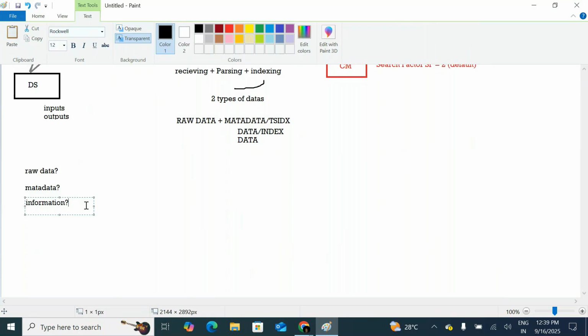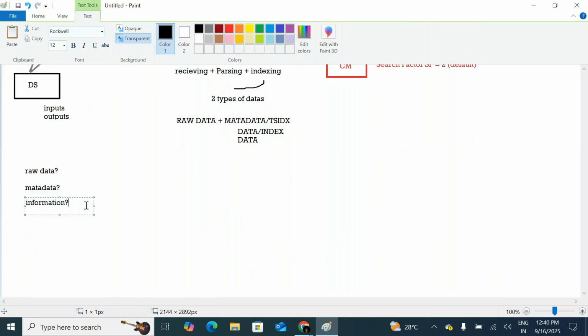Whatever the data is, it should be understandable and useful for taking decisions. Information is nothing but a collection of data, but the data needs to help us take decisions. Sales is the raw data. Average sales is the information. Understand?